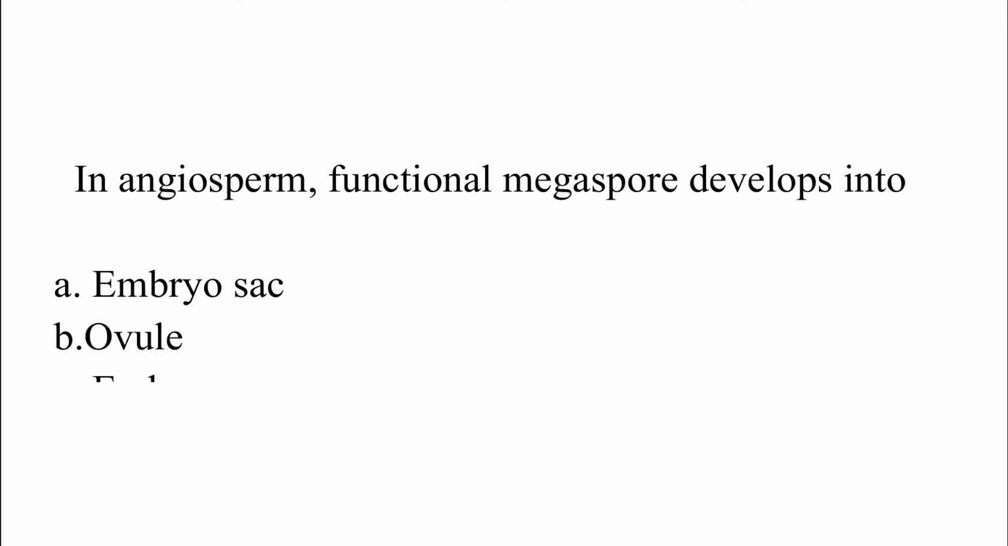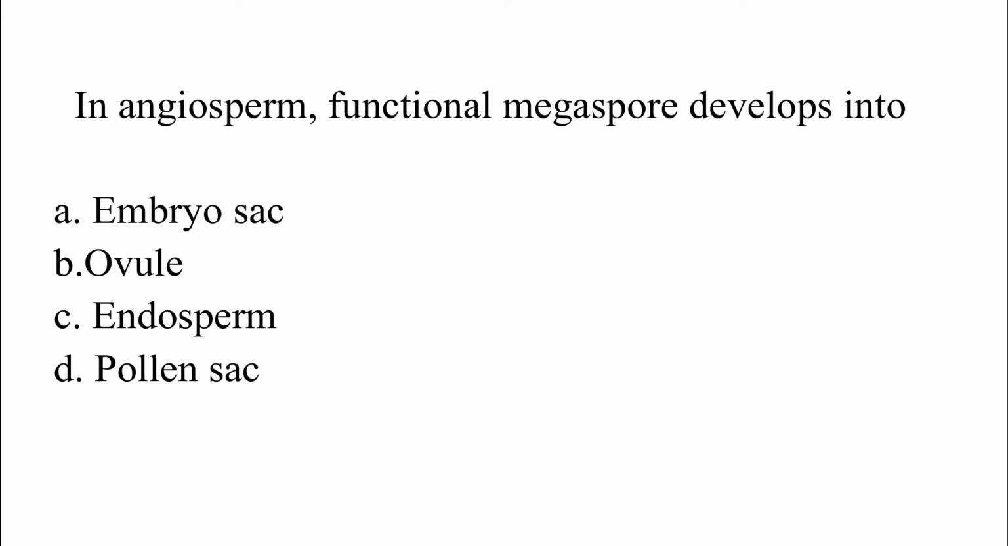In angiosperm, functional megaspore develops into option A, embryo sac. Option B, ovule. Option C, endosperm. Option D, pollen sac. The correct answer is option A, which is embryo sac.